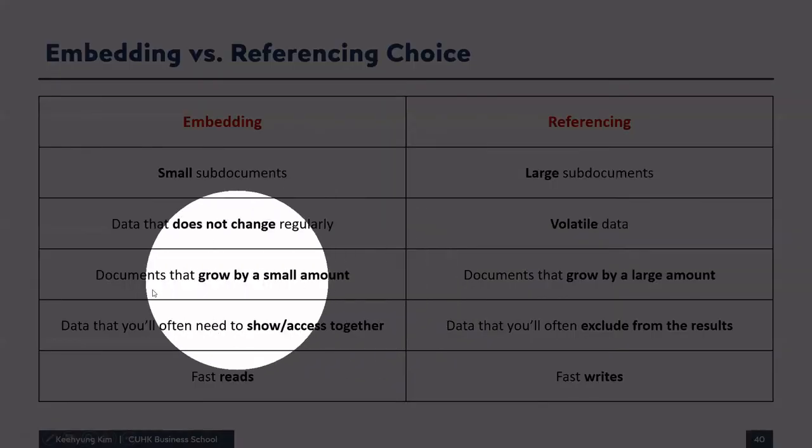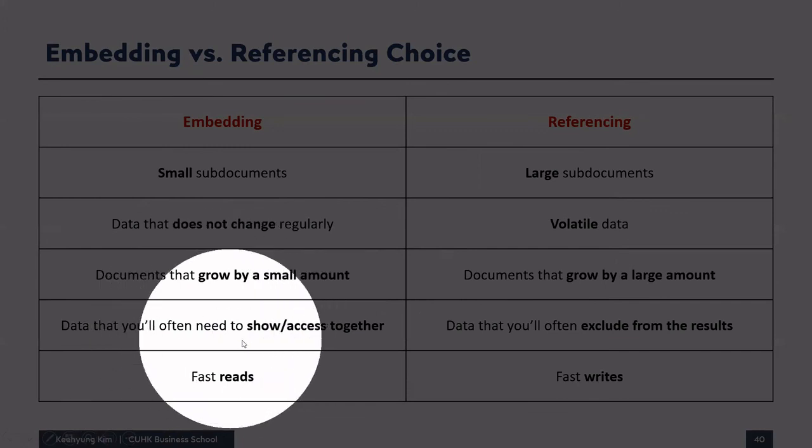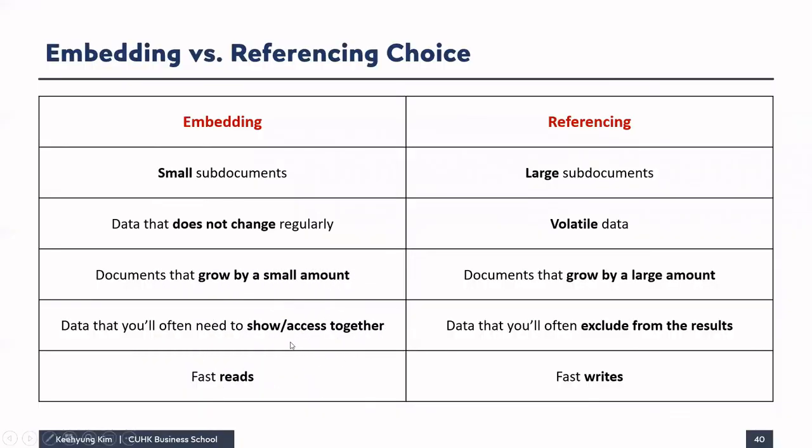And also, data that you often need to access together or show together should be embedded, so that you only retrieve one document and the data is all there. For example, recent tweets are better embedded together. So when a user requests user information, you show the recent tweets together.